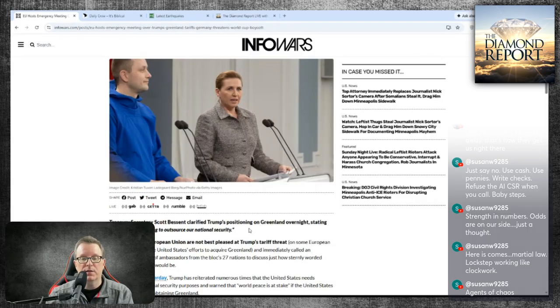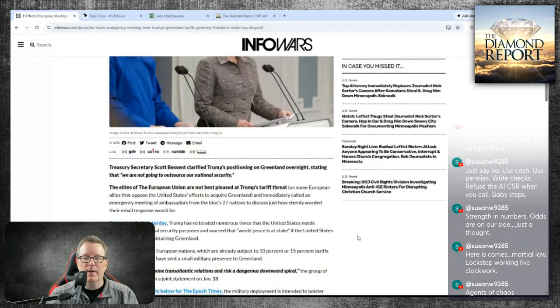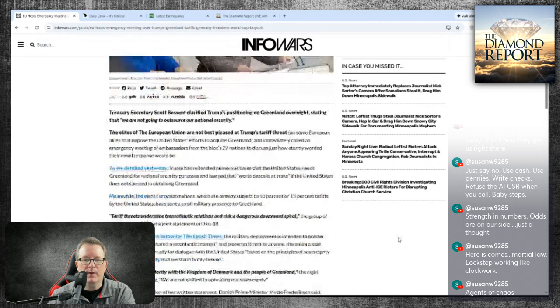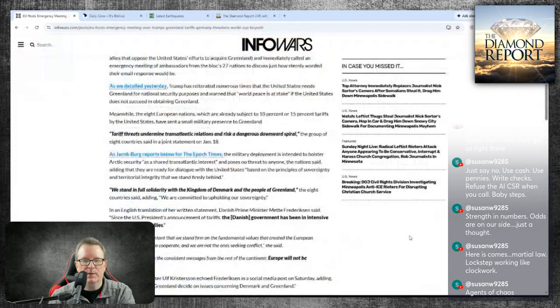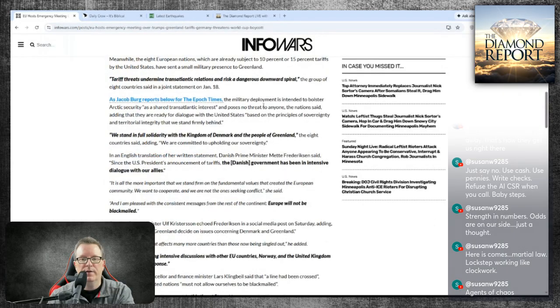security. The elites of the EU are not best pleased at Trump's tariff threat, and some of them have immediately called an emergency meeting of the ambassadors from the bloc's 27 nations to discuss how sternly worded their email response would be. Ooh, sternly worded emails. Yeah, and gee, wouldn't it be terrible if the U.S. got boycotted from the World Cup? That'd be terrible. No soccer for you. I know I would be very disappointed.